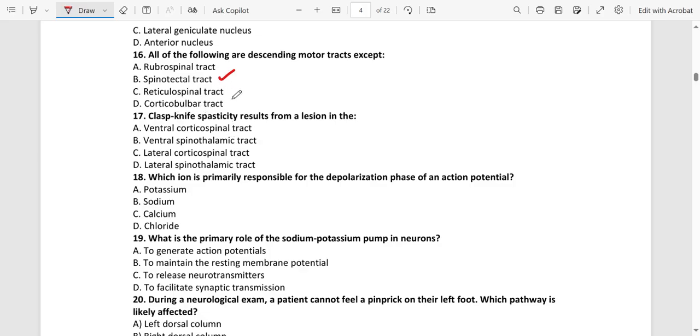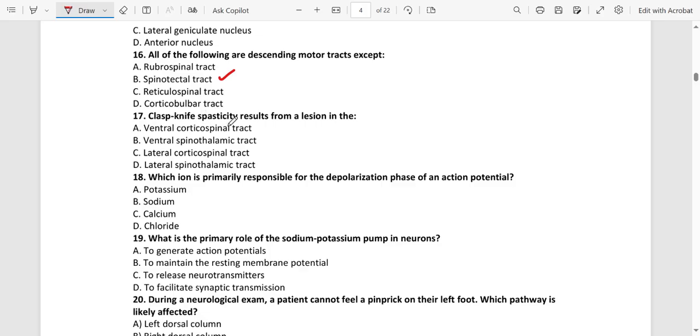Because the corticobulbar and the corticospinal are the two pyramidal tracts, not extrapyramidal tracts. And these guys, one is going to control the facial muscles. Another one is going to control the rest of the muscles. So the corticobulbar only ends in the brain.